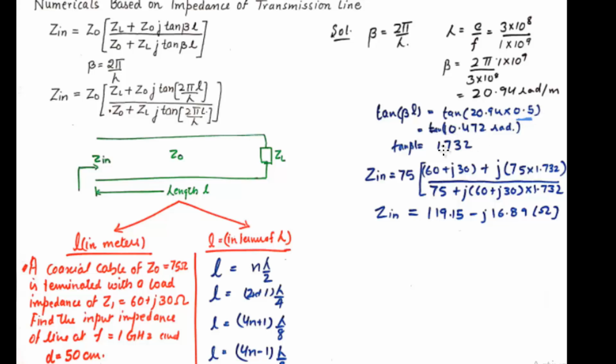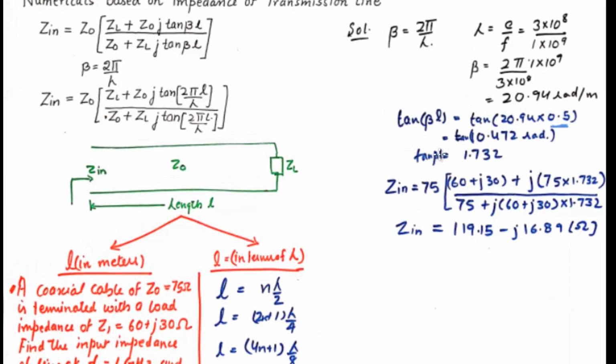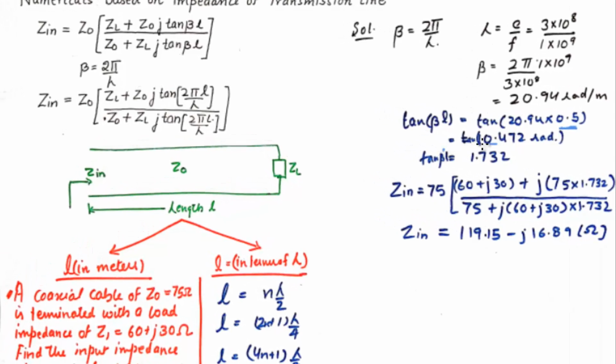So I'm going to calculate the value of tan beta L because it will be convenient for me to place this numeric value in this formula. And when I do that, I can simply calculate the value of Zin by putting Z0, ZL, j, Z0 multiplied by tan beta L, then Z0 again, and ZL multiplied by j tan beta L.